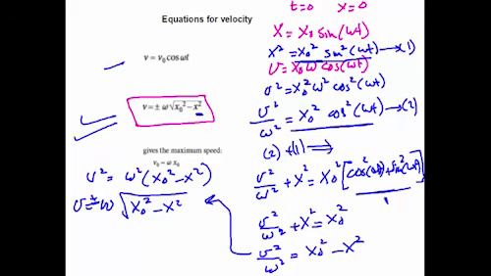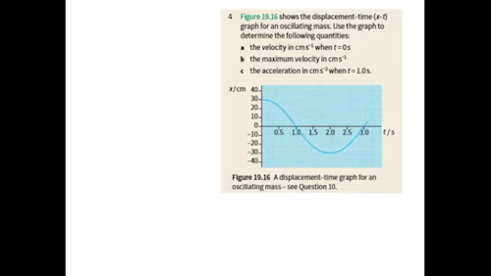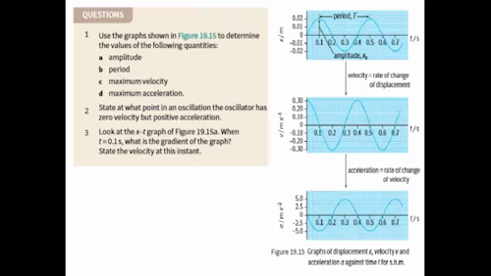Now, here are some questions. For example, we have used the graphs here. We have x with time, v with time, and a with time, all with SI units, meter per second square, and here we have the unit of second for time. We are asked here to use the diagrams in the figures to determine the values of the following quantities. Amplitude. Of course we are going to see the graph of displacement to get the amplitude.